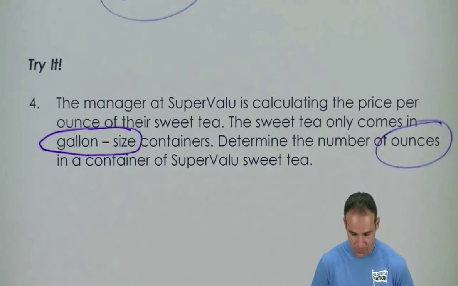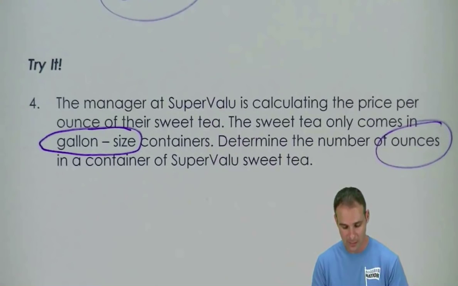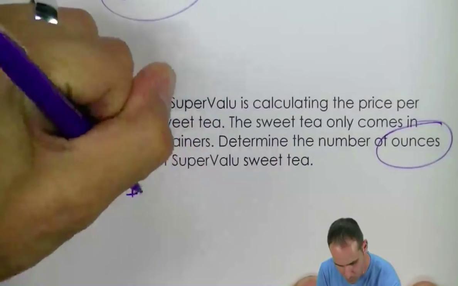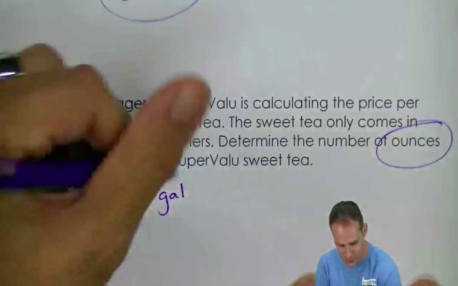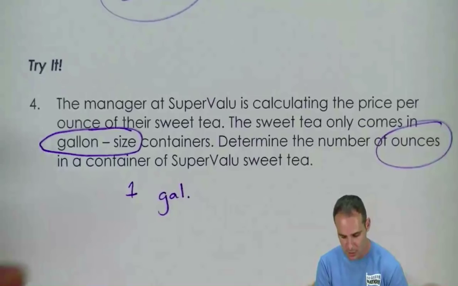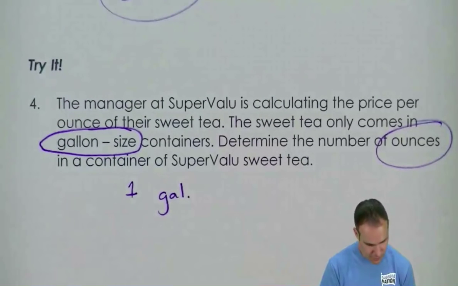Okay, so what do we have? We have a gallon-sized container. So I would start with 1 gallon. I need to convert 1 gallon, of course, to ounces. So if we look back at our conversions, we can do that.